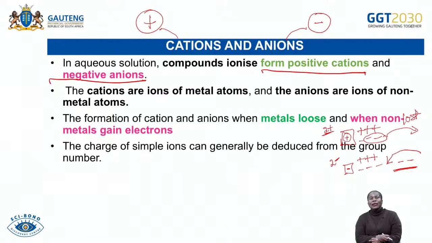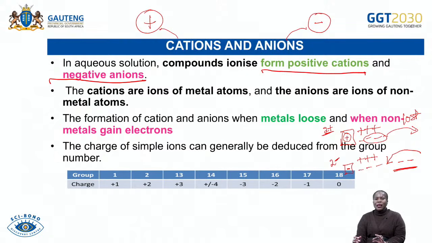So that means we can tell that because this specific element belongs in this group, it will behave in this manner. It is likely to lose electrons, or it is likely to gain electrons. How? We've got this nice table that indicates the group number as well as the likelihood of that charge in all of the elements in that specific group. Okay, so let's look at group number 1.